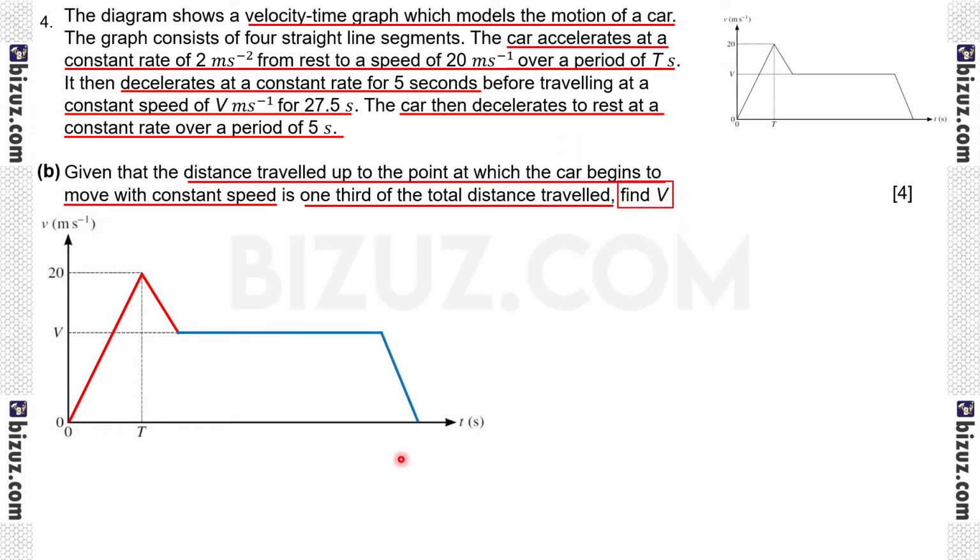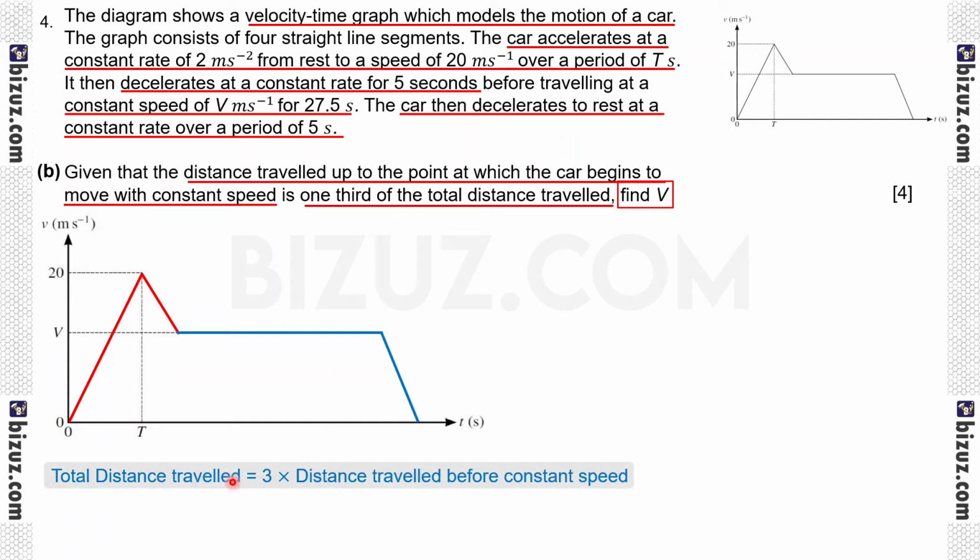So what is the total distance traveled? This whole thing, the red plus blue area. Now equating this information here, we know that total distance traveled is equal to 3 into distance traveled before constant speed. Now to find the total distance traveled from the velocity time graph, we can use that area under the velocity time graph is actually the distance traveled. So the total distance traveled will be the area under the whole graph.